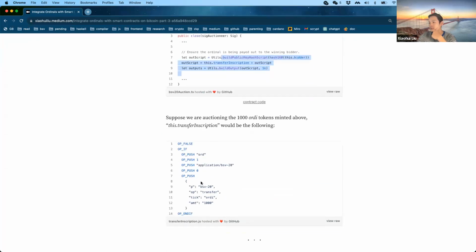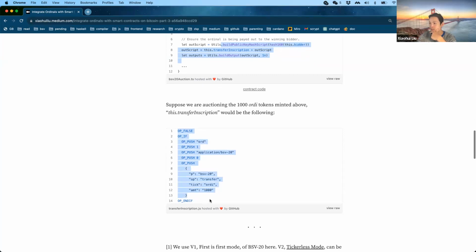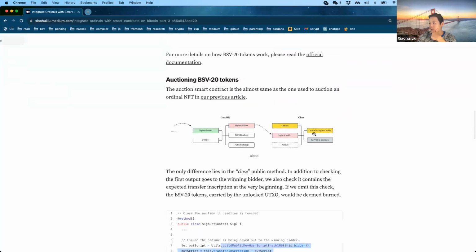Okay, so let's say this inscription looks like this, right? Let's say you are auctioning 1,000 ODI tokens. So that's what this one represents. You make sure this one is in the new Ordinal output to make sure the Ordinal actually gets transferred. Because it's fungible, now you have to make sure that the inscription is there, versus the non-fungible, where the inscription is dropped. So that's the only change you need. Everything else is the same as the auction contract before.